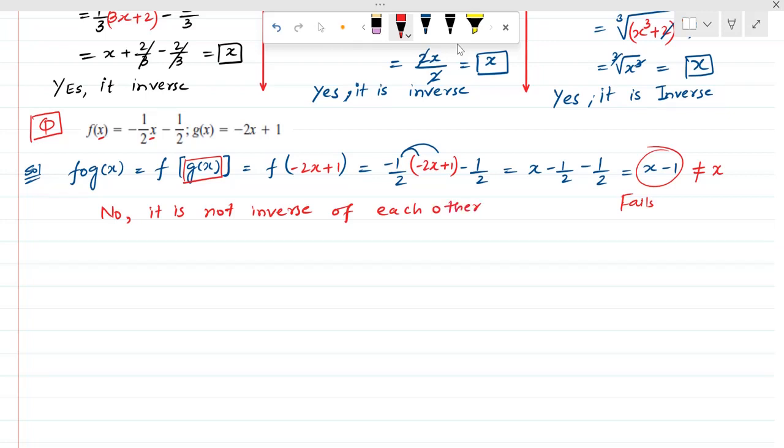So that's why we are not calculating the g circle f here. Since the condition failed here itself, no need to calculate this part. If it is satisfied, then go here and you will find it. The rule will not be satisfied here. You will not get x, then it is not the inverse. In both the conditions, you have to get only x without any other term. Thank you.